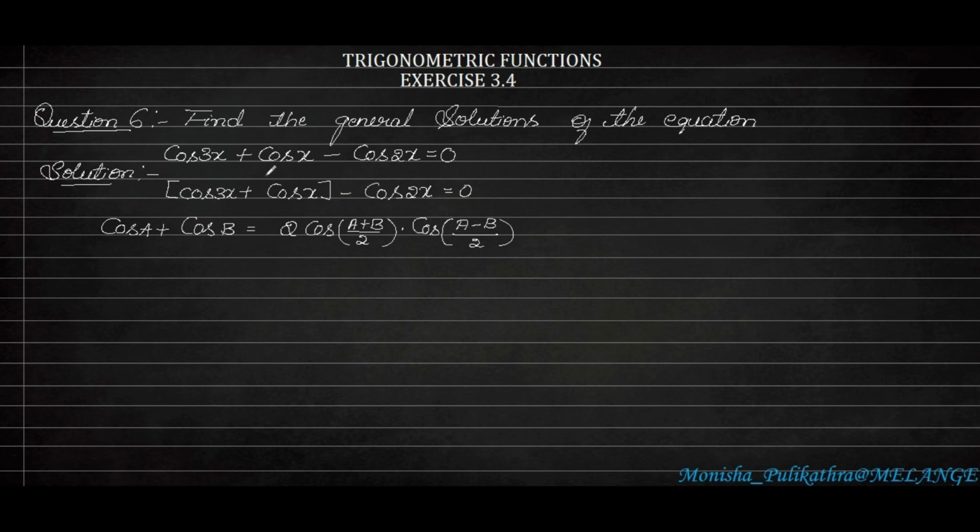First I will be grouping the first two terms, that is cos 3x plus cos x, in a group, minus cos 2x, because the first two terms come under the formula cos a plus cos b. Cos a plus cos b is equal to 2 cos (a plus b) by 2 into cos (a minus b) by 2. So we need to arrange cos 3x plus cos x in the form of this formula, that is 2 cos (3x plus x) divided by 2 into cos (3x minus x) divided by 2, minus cos 2x.